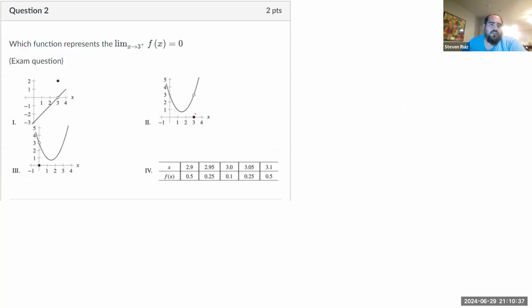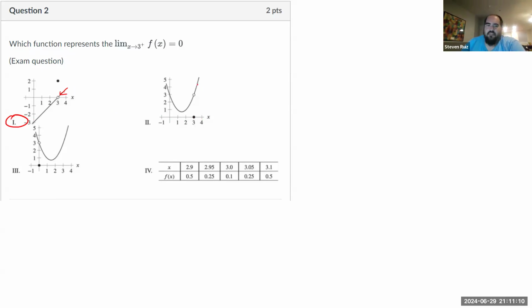All right, question 2. Which function represents the limit as x approaches 3 from the right being equal to 0? So let's look at all 4 of these. As I approach 3 from the right, I think on this line I'm going to be approaching this open dot. Does that look like as x approaches 3 from the right, y approaches 0? That sounds good so far. Let's look at the other choices just to be sure.